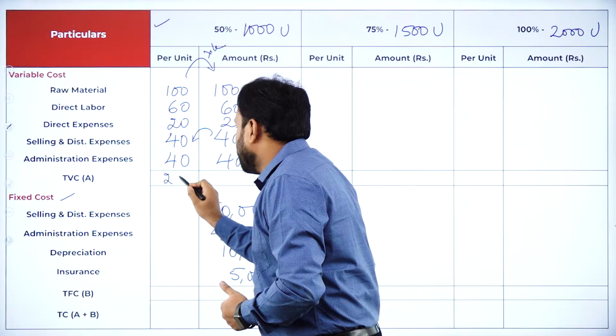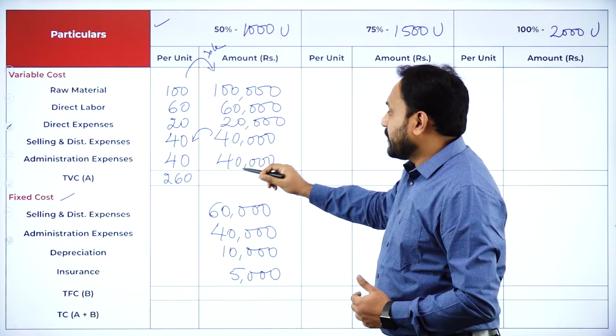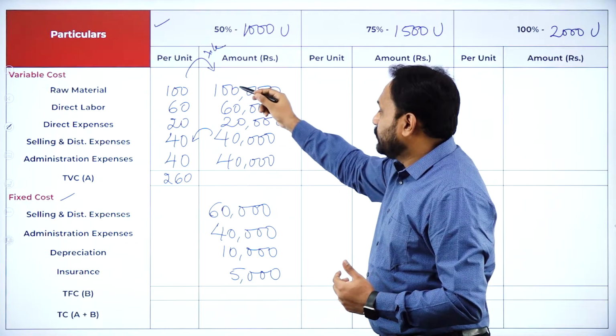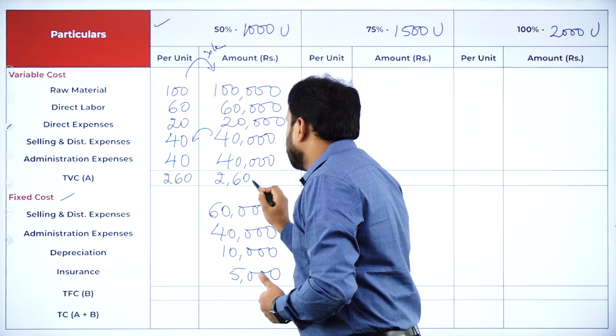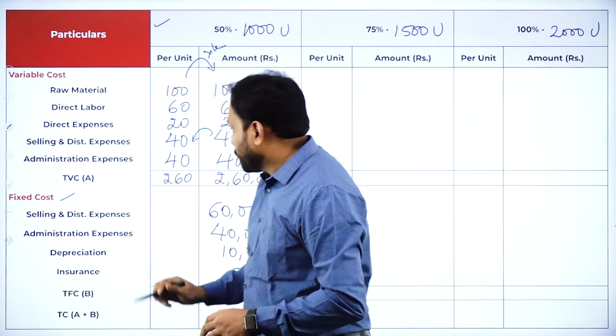So you'll be writing here how much? 260. Now same way here also you are supposed to calculate: 40, 40 is 80, 80 and here it is 1 lakh, then 2 lakh and 2 lakh 60. So here you will write 2 lakh 60,000. Verification, I'll tell you how to verify here.